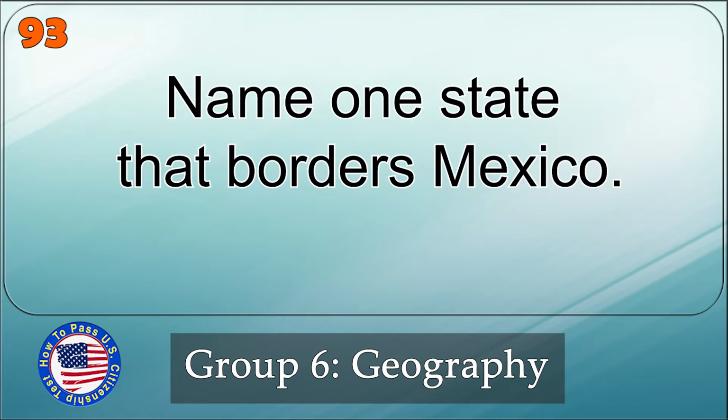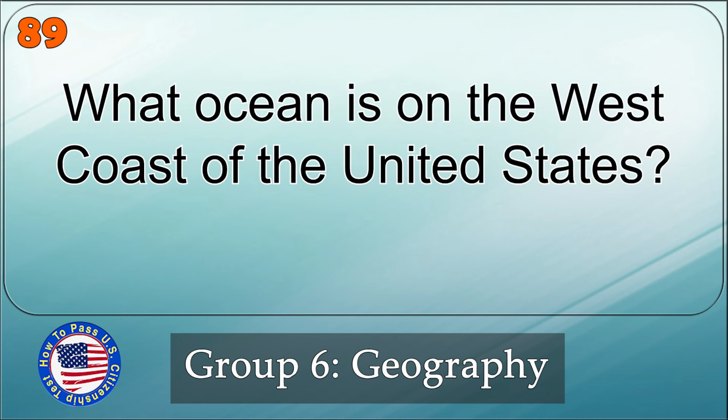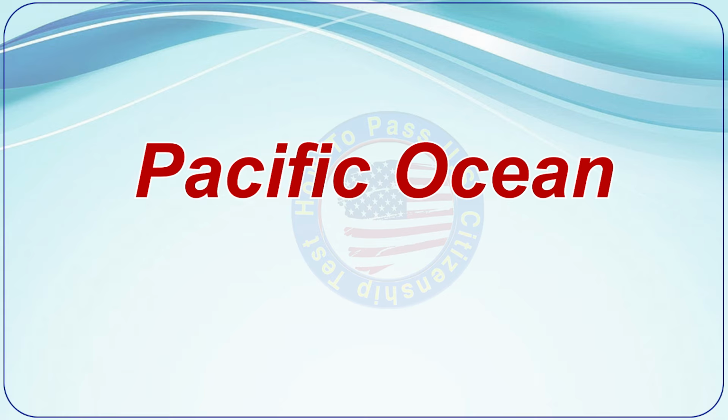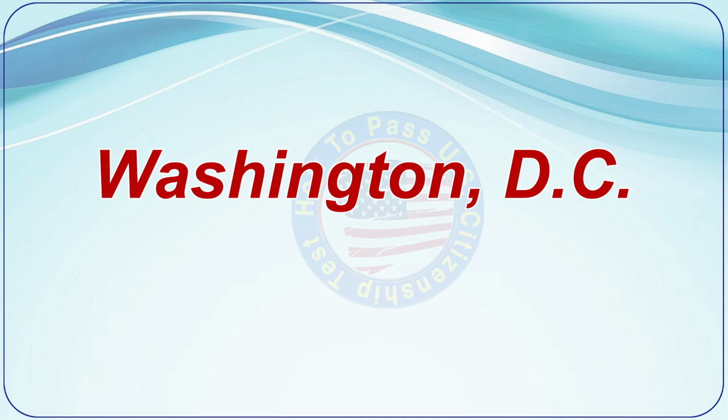Name one state that borders Mexico. California. What ocean is on the west coast of the United States? Pacific Ocean. What is the capital of the United States? Washington, D.C.